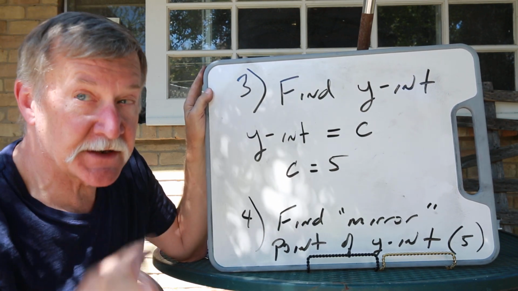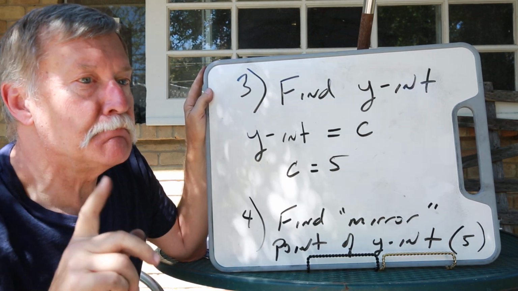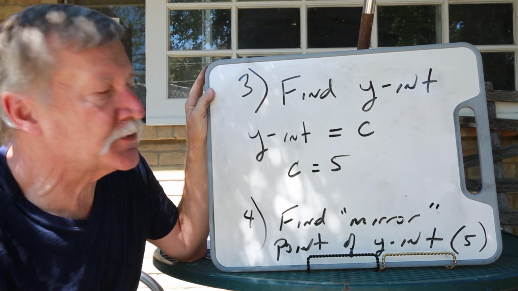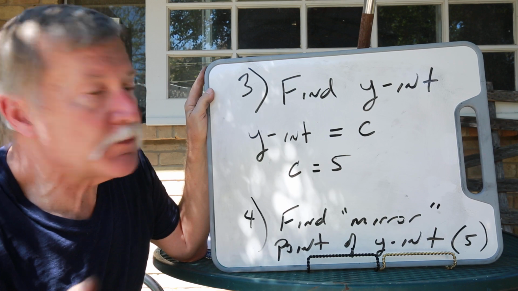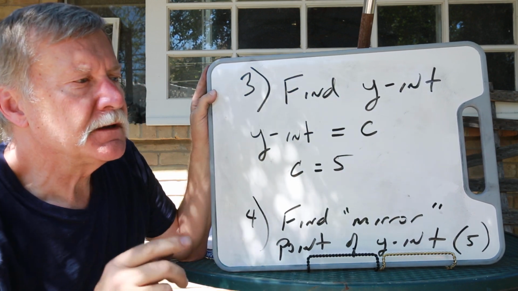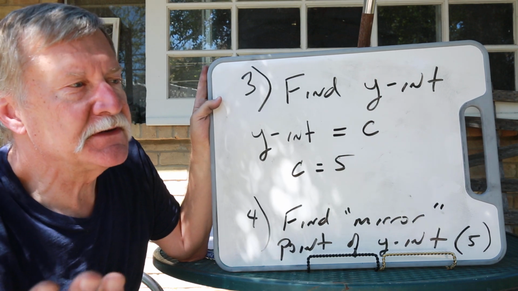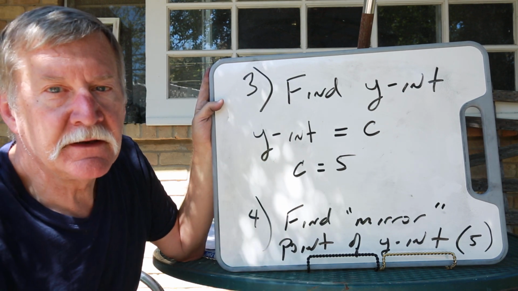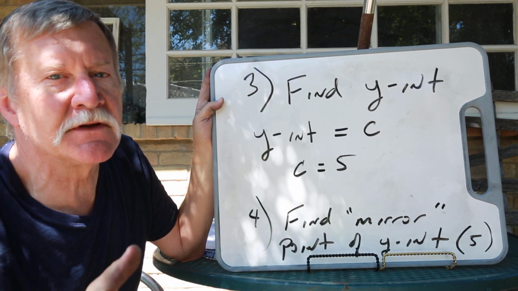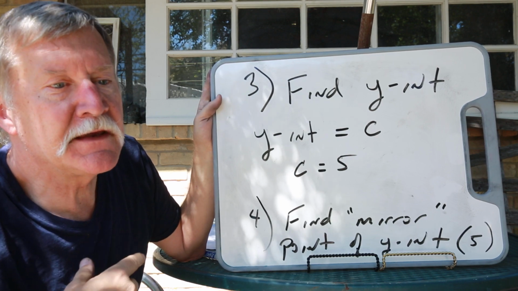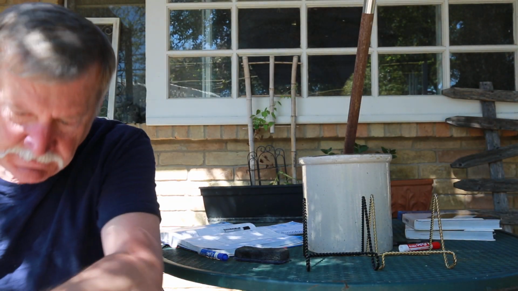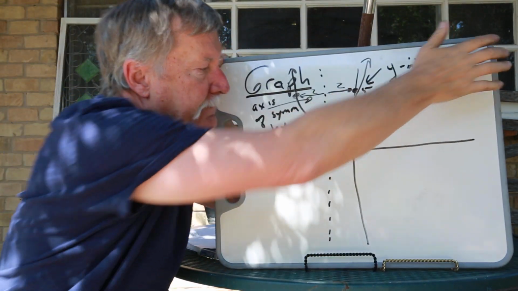So now we've got the vertex line, we've got the minimum point, and now we have a place where that parabola is going to cross the y-axis. So we need one other point, a point that is going to be opposite or a mirror image of the one we have for the y-intercept. It'll be exactly the same number of units away from the axis of symmetry. And that puts it all together.